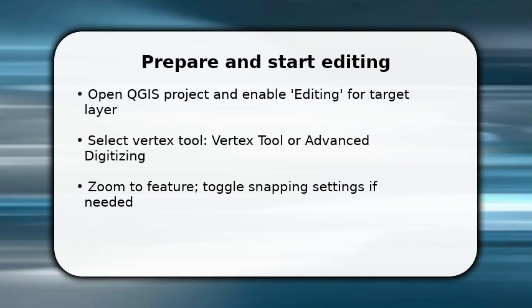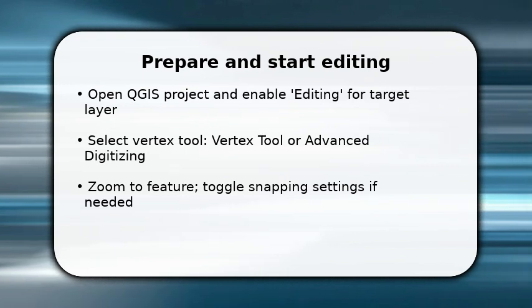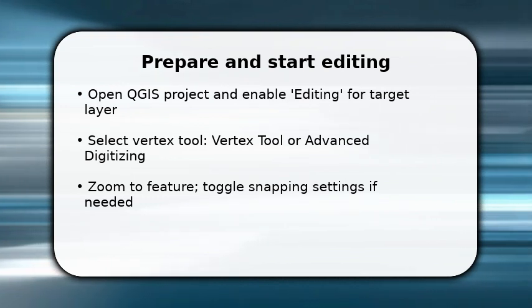Enjoy the video. You start by enabling editing on the exact layer that holds the vertex you want removed. Make sure snapping is appropriate so you don't break topology. Next, choose the Vertex tool from the Digitizing toolbar or the Advanced Digitizing panel. This gives direct access to individual nodes.